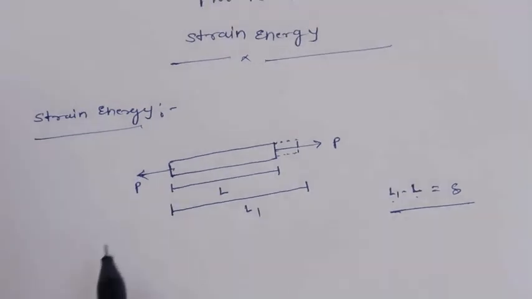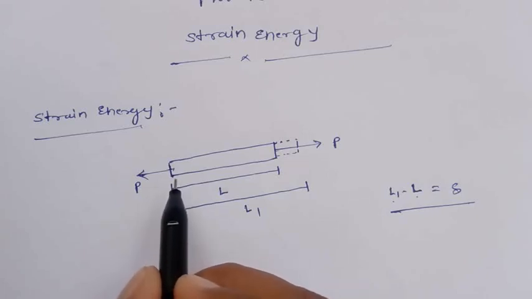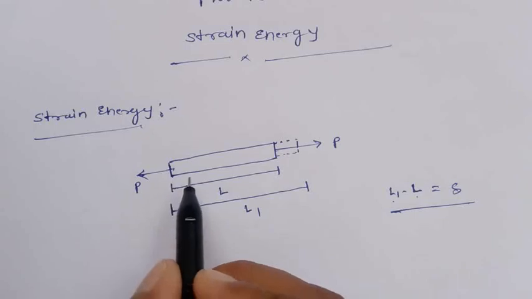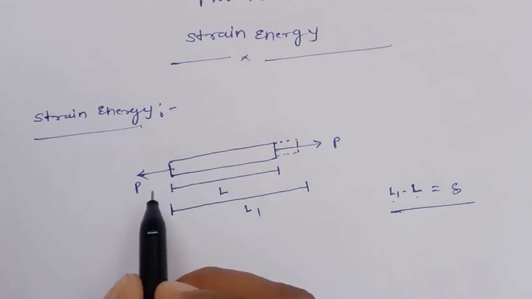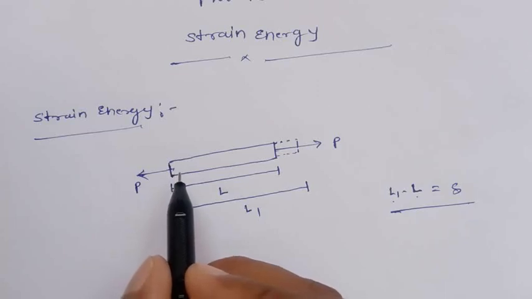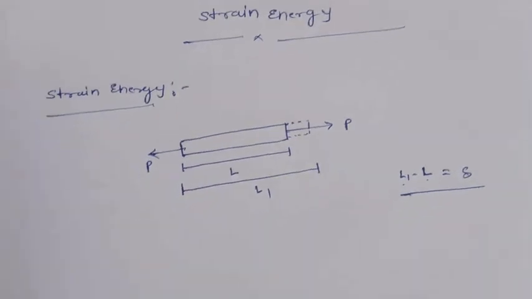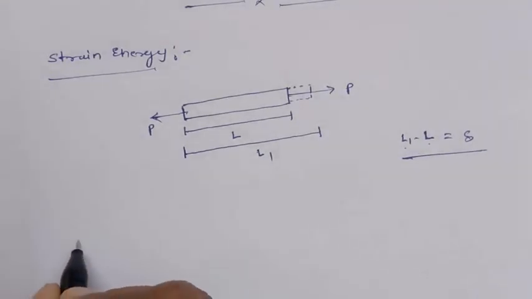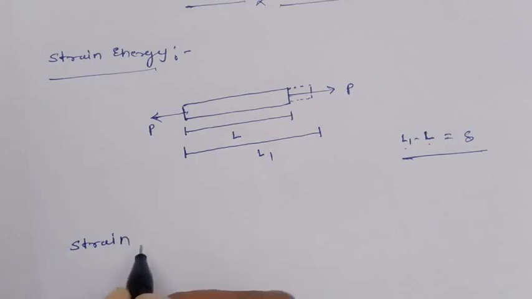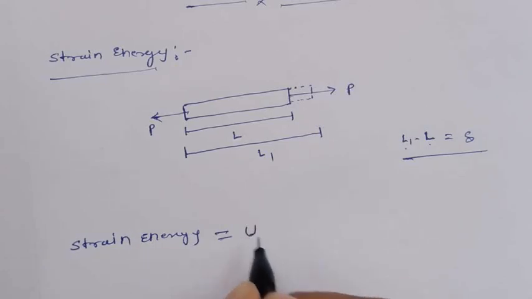Simply we can say that when we apply this load onto the elastic body up to the elastic limit, the body is strained because of this load, and because of that straining it stores internal energy. This term is known as strain energy. We use the symbol U for this strain energy.